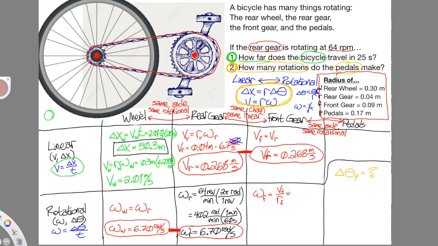So that velocity for the front gear we already know. It's the 0.268 meters per second. And the radius for the front gear is the 0.09 meters. So omega for our front gear equals 2.98 radians per second. And we've done this for a reason, because now we know this variable is going to be shared across this line, because omega for the pedals equals omega for the front gear, which means our angular velocity for our pedals is also this 2.98 radians per second.